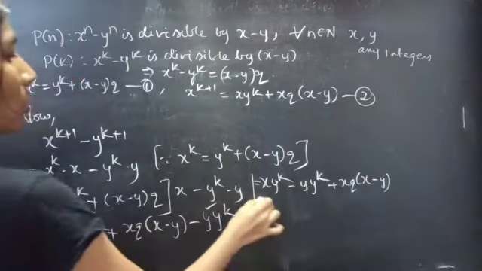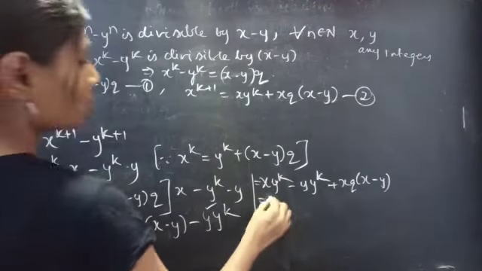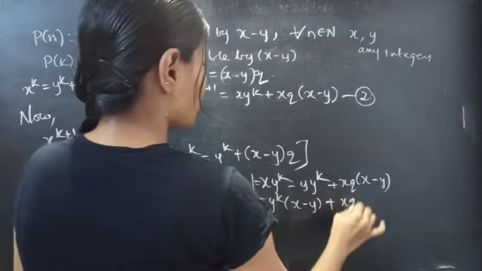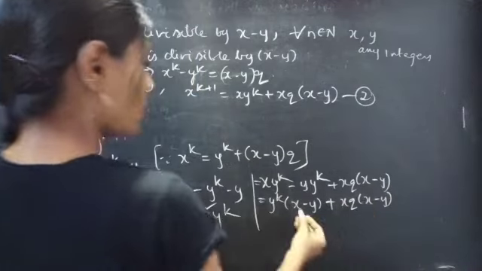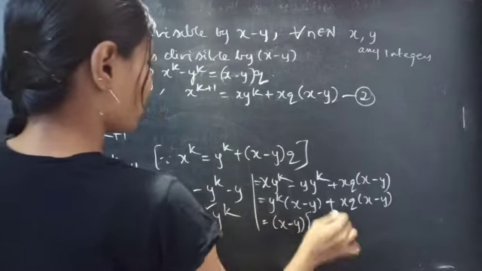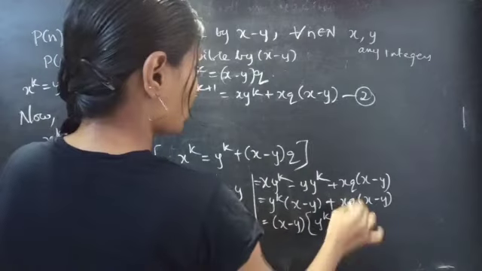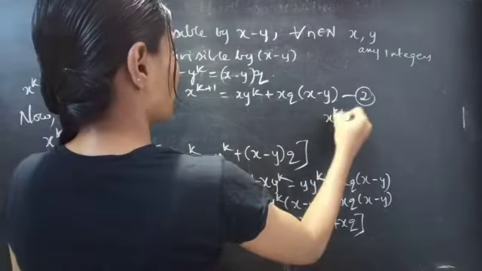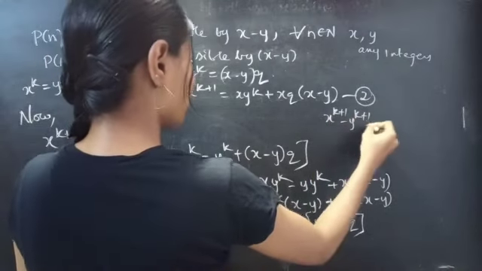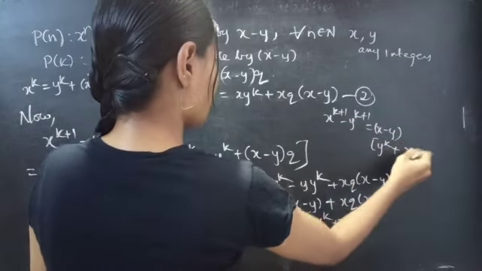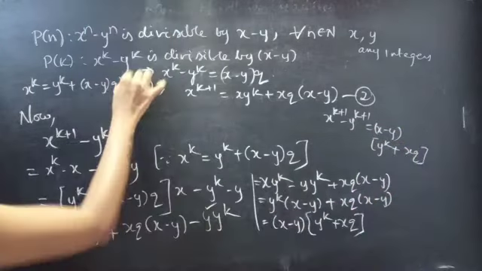Now take y power k common from the first two terms, you'll get y power k times x minus y plus x cube into x minus y. Since we have x minus y in both the terms, you can take x minus y common and you'll get x minus y times y power k plus x cube, right? We got x power k plus 1 minus y power k plus 1 equals x minus y into y power k plus x cube using the first equation.